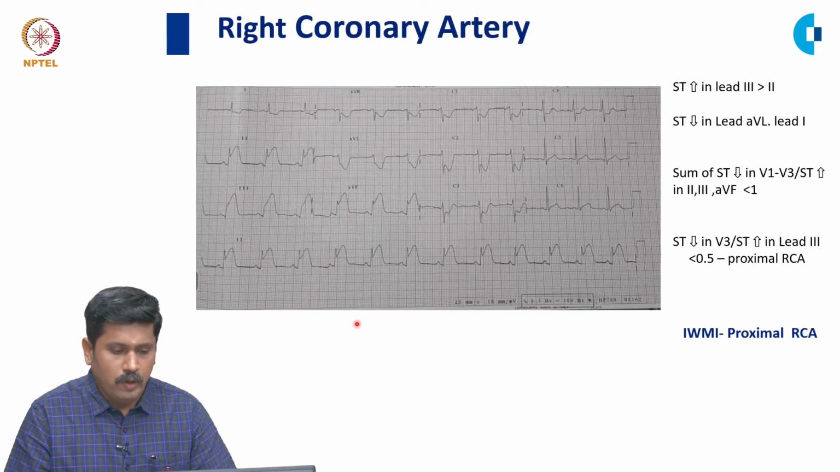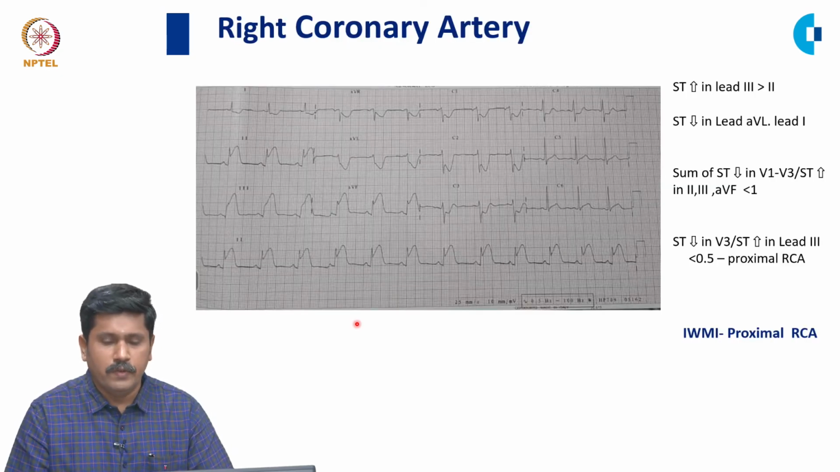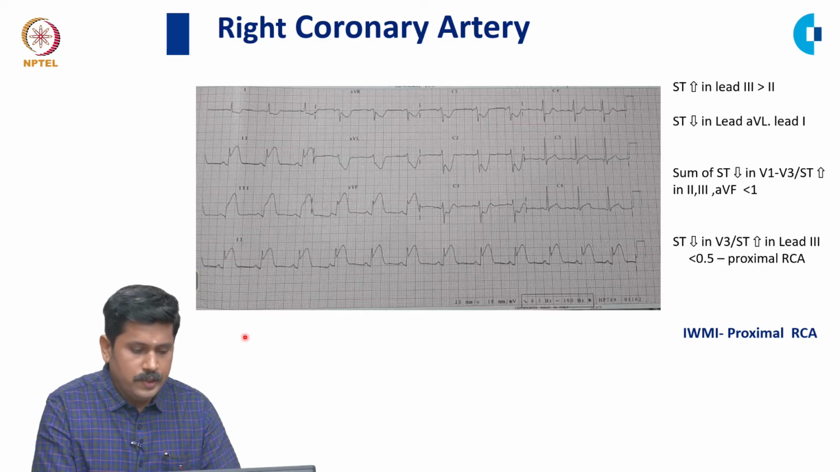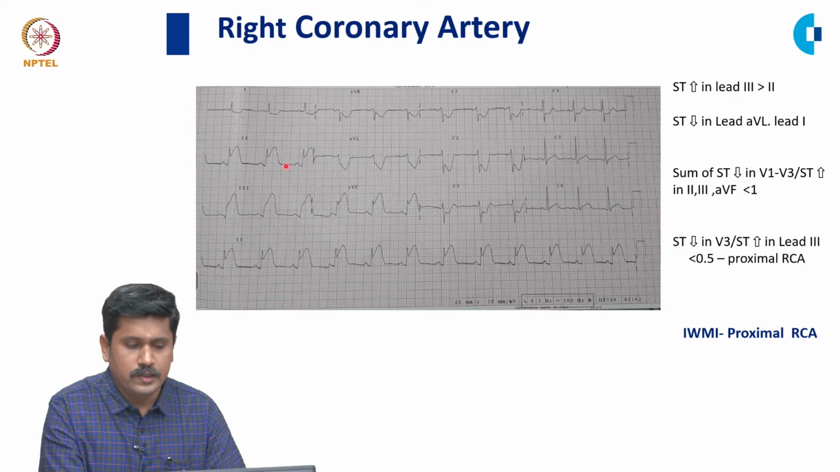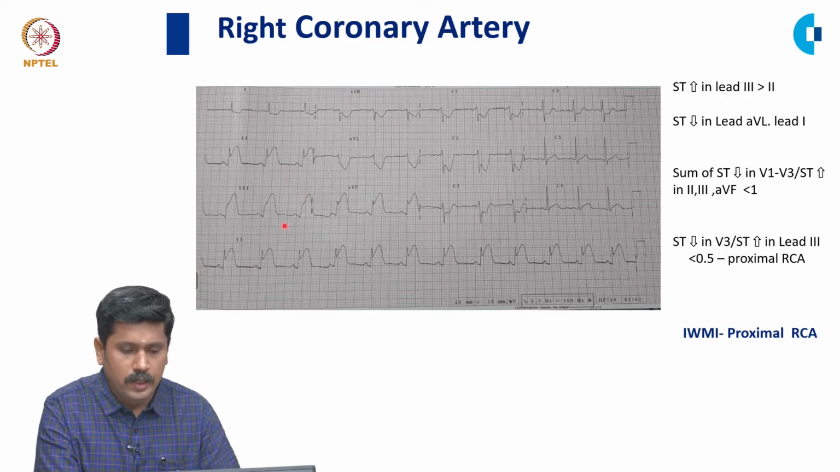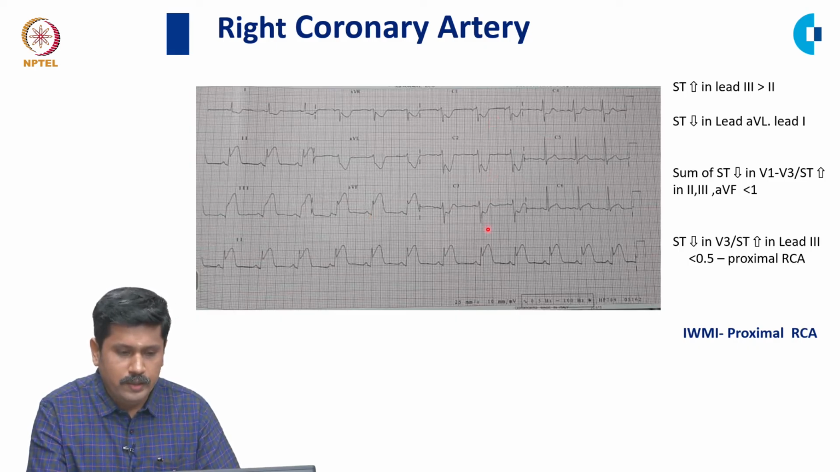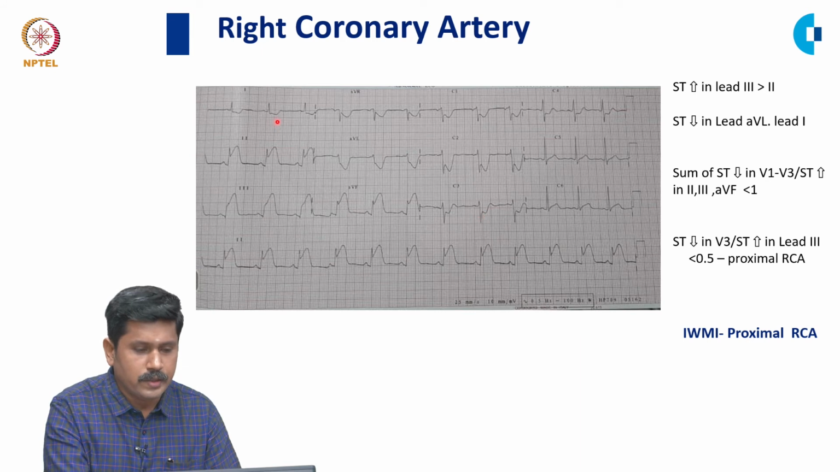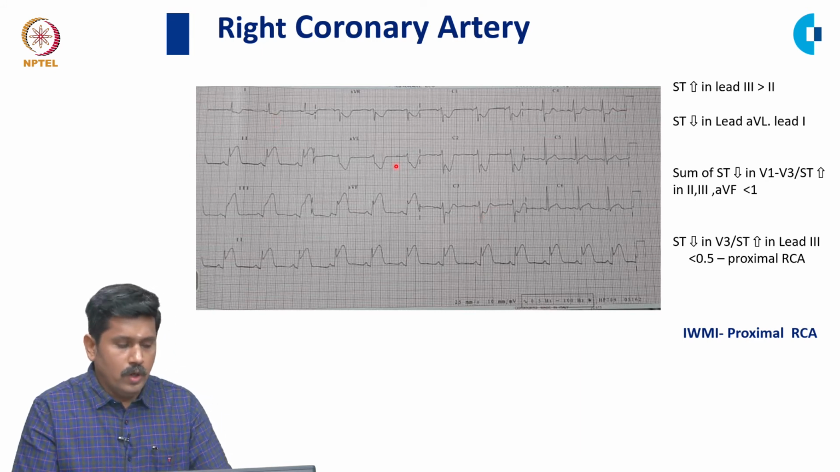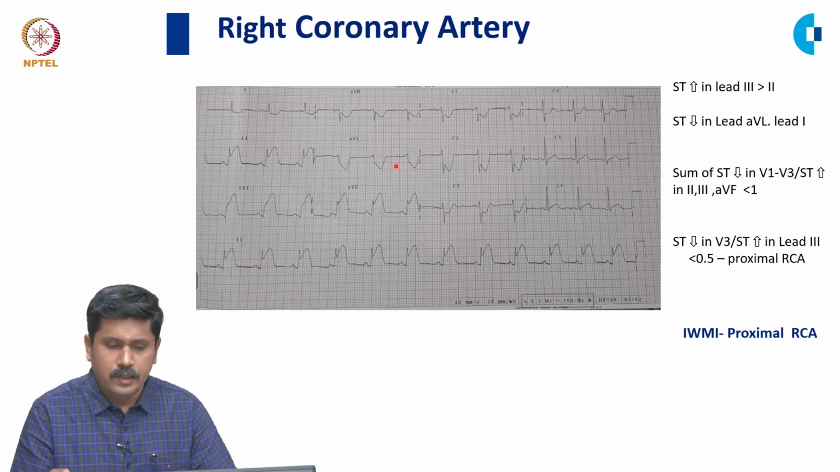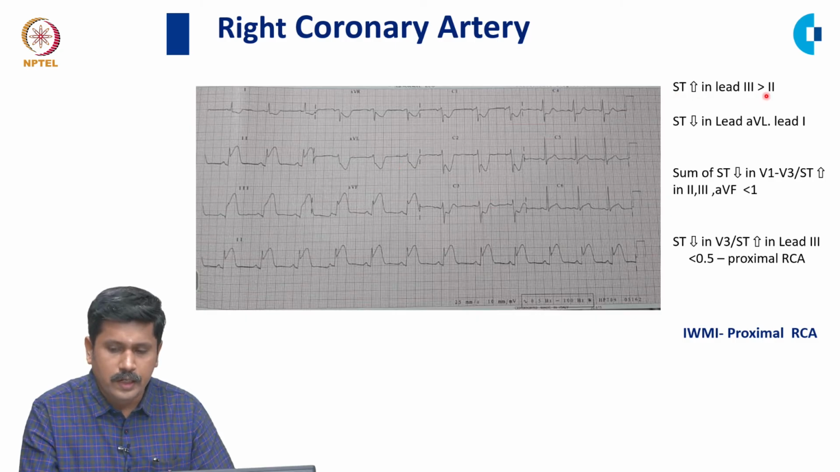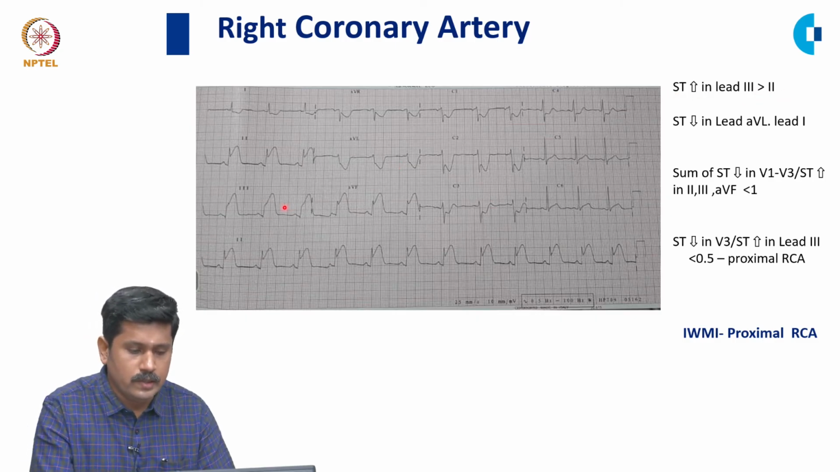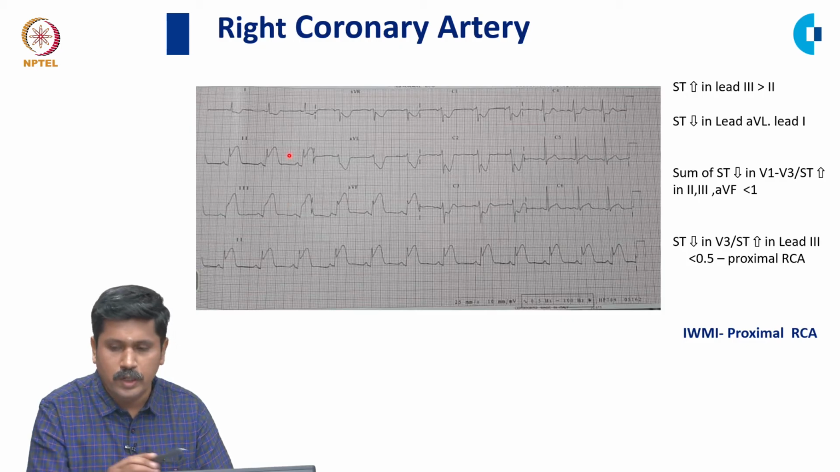So this is a standard 12 lead ECG taken in a patient with acute onset of chest pain of just 30 minutes duration. The ECG shows an ST segment elevation in lead 2, lead 3 and AVF, and there is an ST segment depression in leads V1, V2 and V3 with ST depression in lead 1 and AVL. Applying what has been discussed previously, there is an ST elevation in lead 3 more than lead 2.